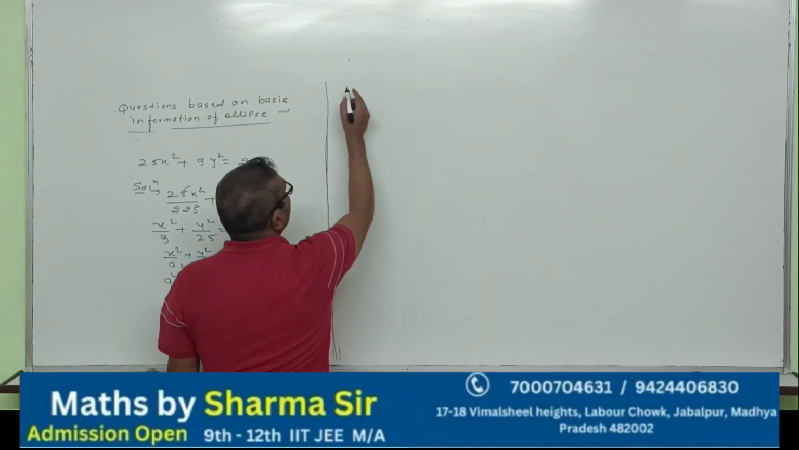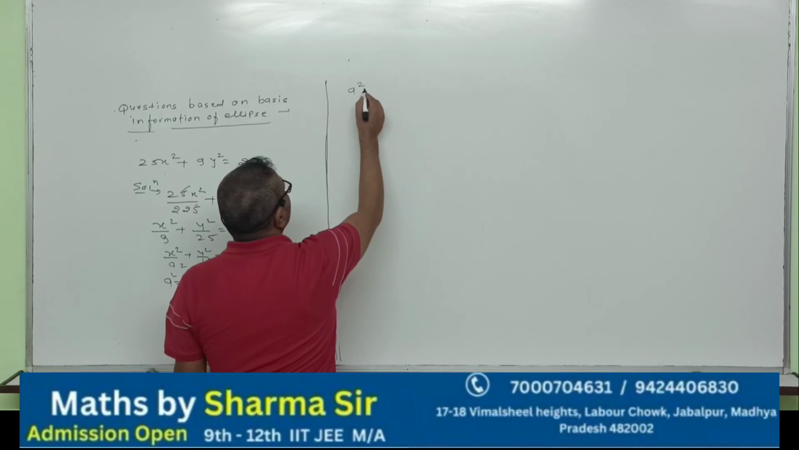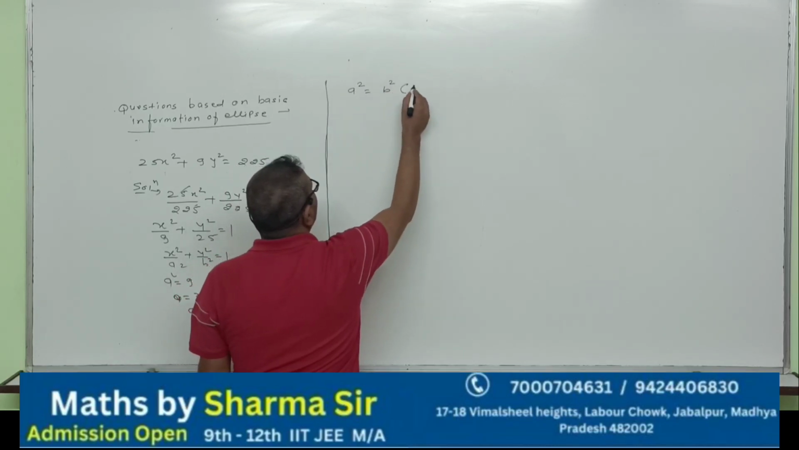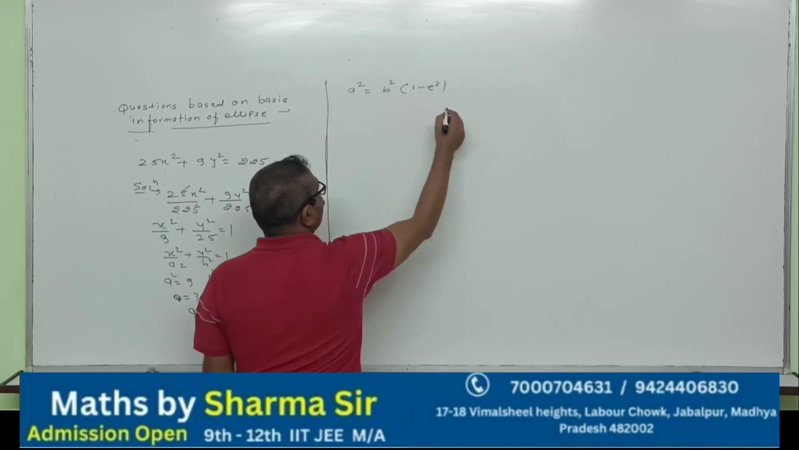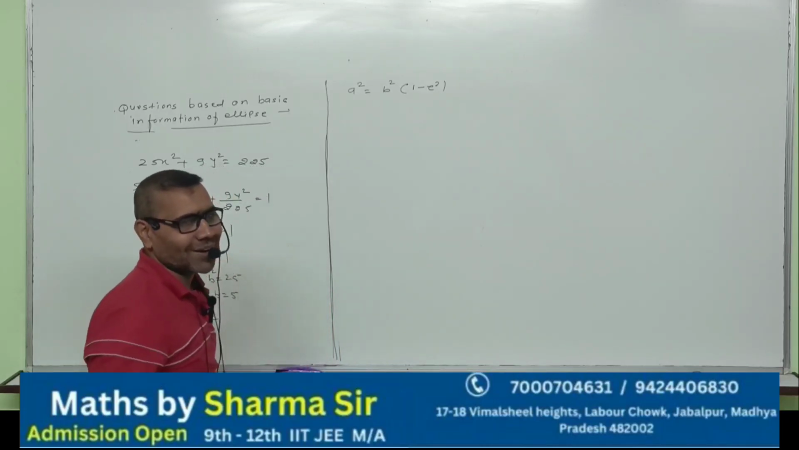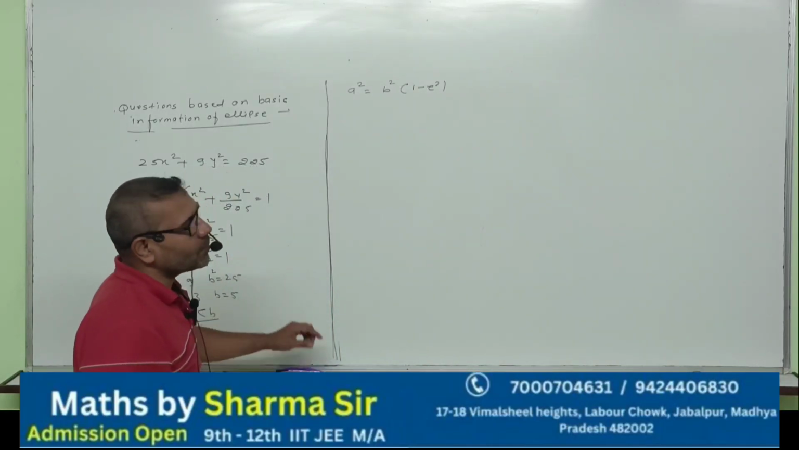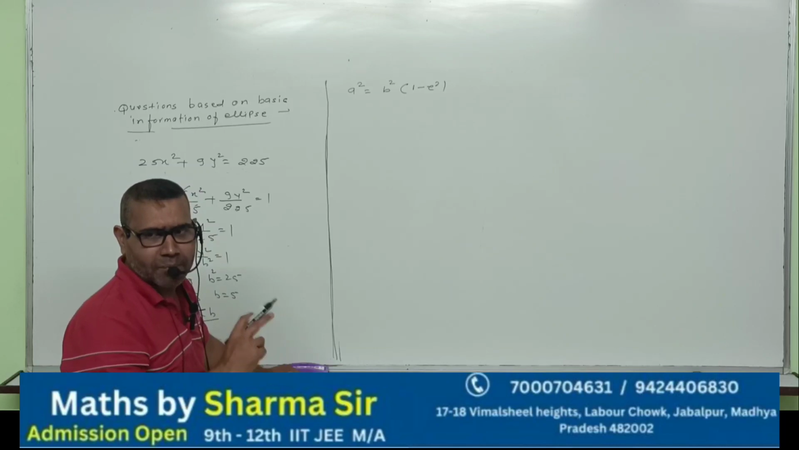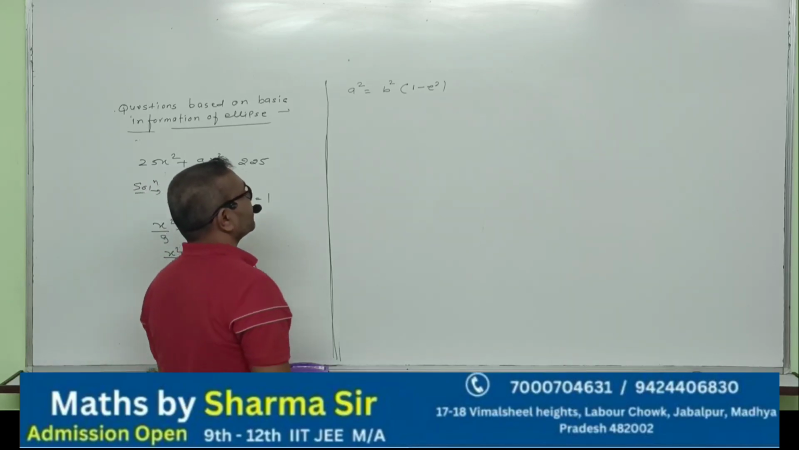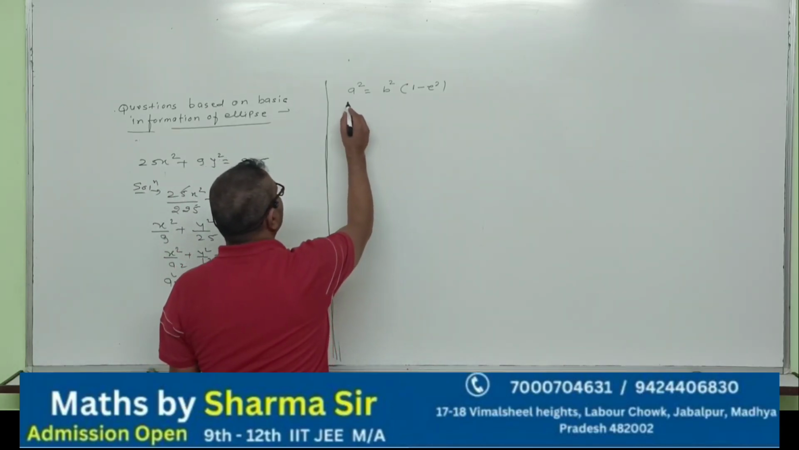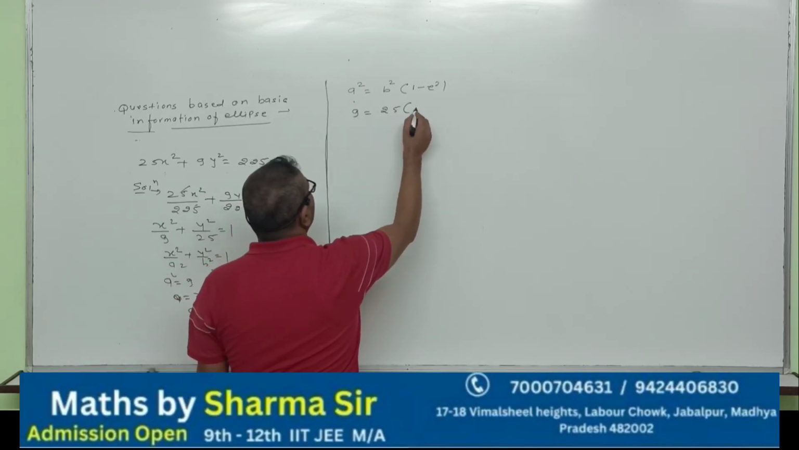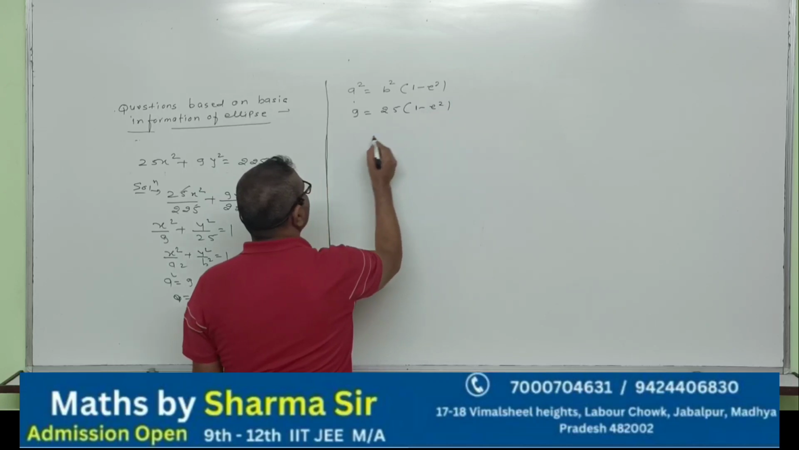And when you are seeking the relation to be used, the relation will be a square is equal to b square into (1 minus e square). Let's see what happens if we substitute the values of a and b here in this relation. If you do so, a square is 9, that is equal to 25 into (1 minus e square).